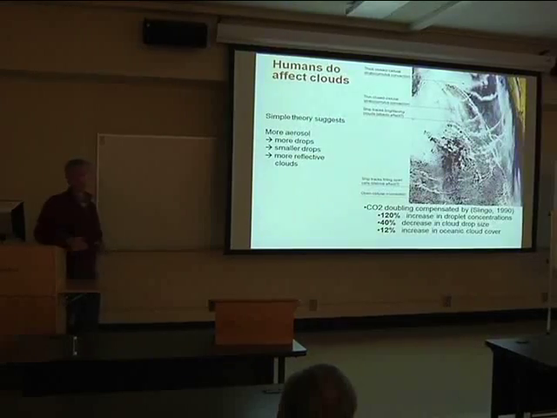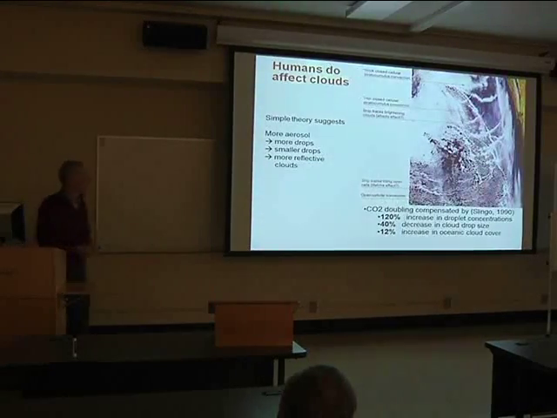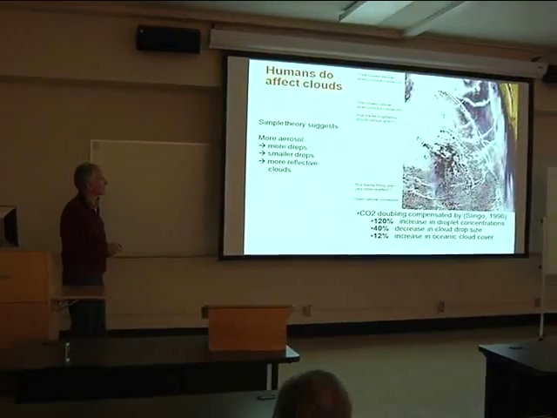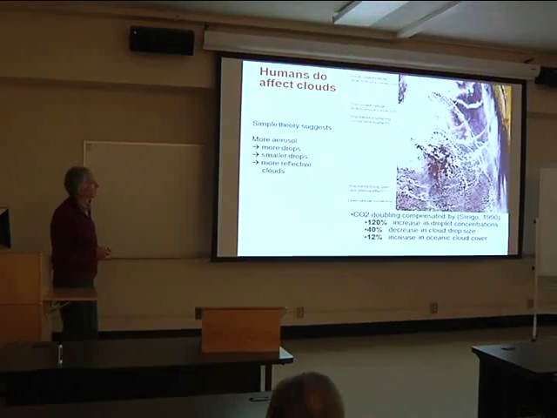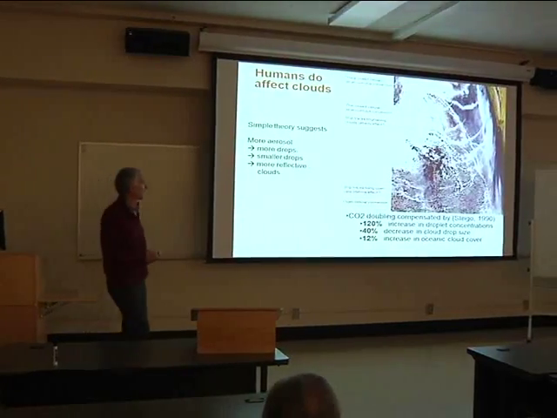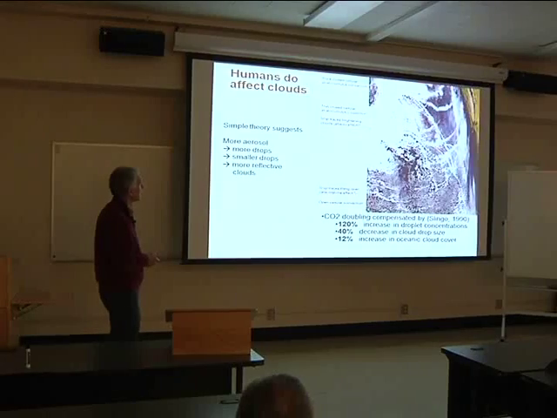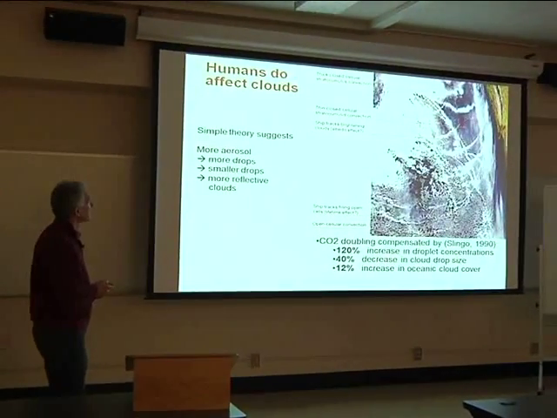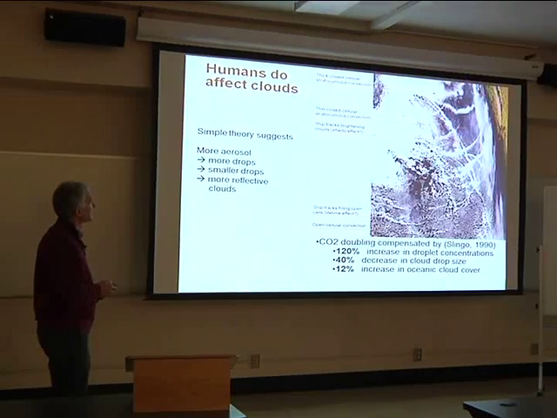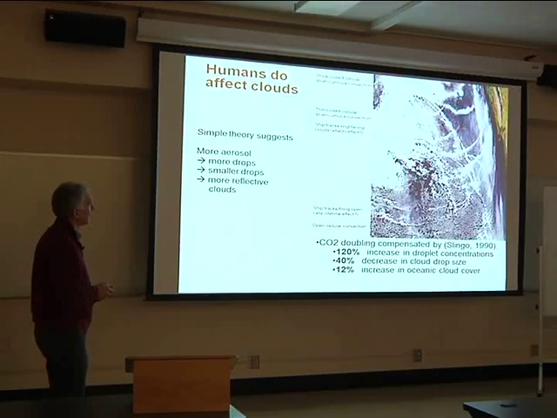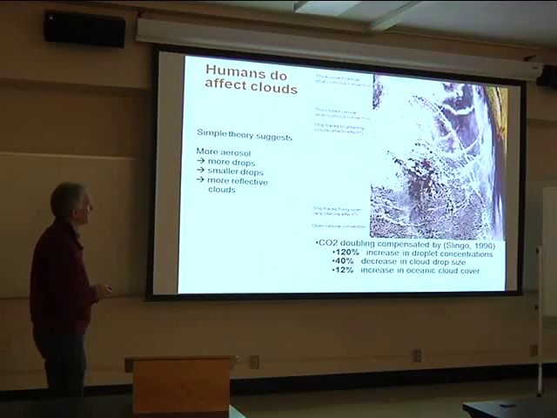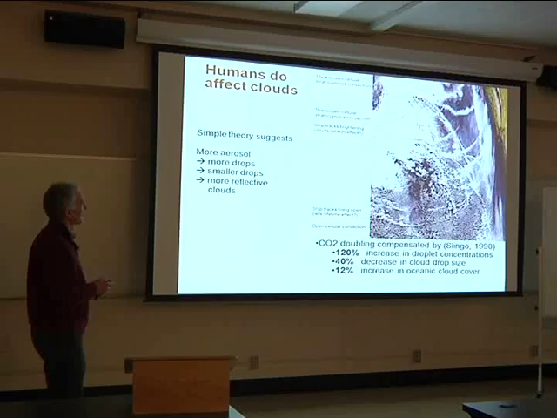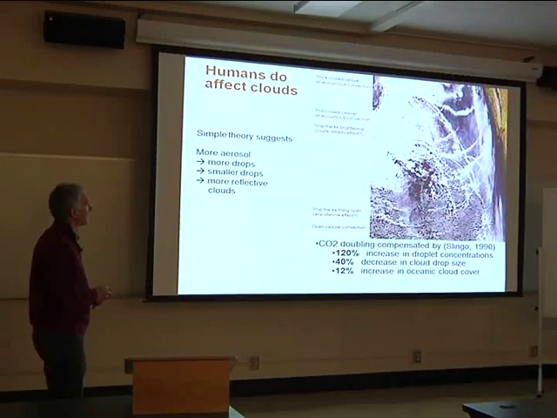We already know humans affect clouds. This example figure is a satellite image off the coast of, I think this is the Bay of Biscay here. And no, this one is off the coast of California. What you see are a bunch of white streaks that are occurring, superimposed on some sort of classic cloud patterns that we would see on the planet.